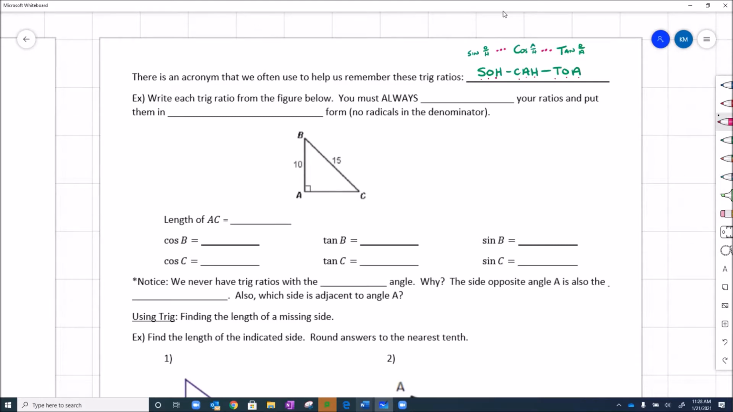Okay, so it says write each trig ratio from the figure below. You must always simplify your ratios and put them in simplest radical form.